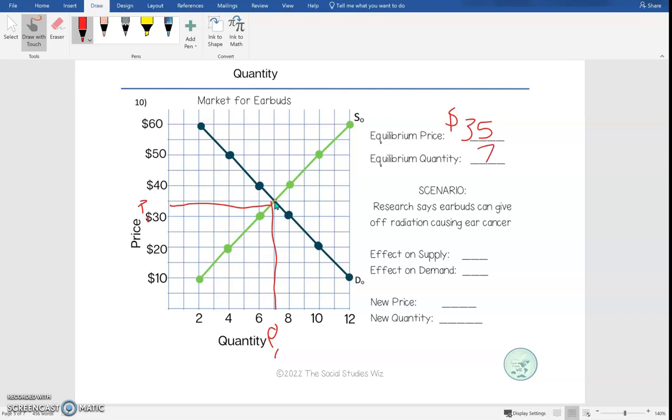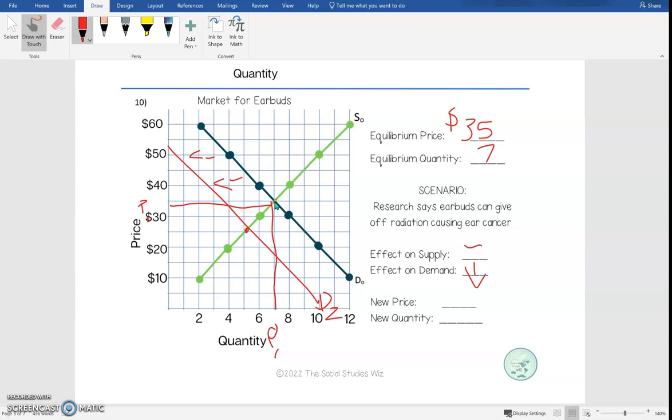All right, my scenario. Research says that earbuds can give off radiation, causing ear cancer. Well, that's some bad information. I don't want to buy earbuds. I don't know about you. So that's going to affect demand. This doesn't have an initial effect on supply. So, nothing on supply, demand will decrease. So if it's decreasing, it's going to shift to the left. That's an arrow. So this is now my D2.